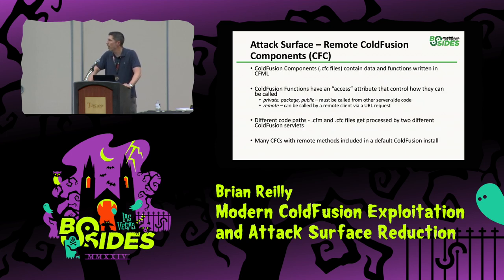ColdFusion components are files with a CFC extension that contain ColdFusion data and functions. Similar to Java methods, ColdFusion functions are going to have an access attribute that controls how they can be accessed. So you can set them up so that only other ColdFusion code can call your functions, but you can also build remote functions, which are almost like simple API endpoints that can be called via a URL request.